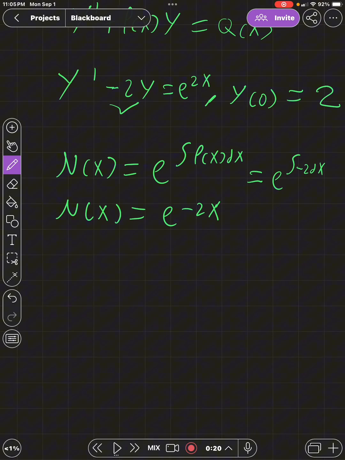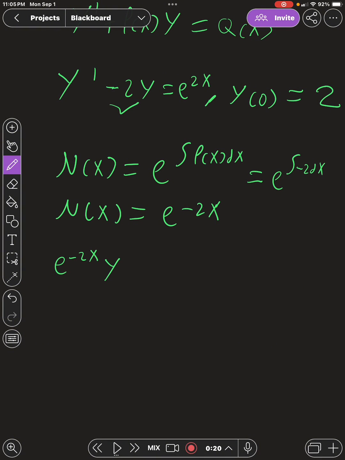So now that we have our integrating factor, our mu, we can go ahead and multiply everything through by this e to the -2x. So what are we going to get? We're going to get e to the -2x y prime, minus 2 e to the -2x times y is equal to 1, right? e to the -2x times e to the 2x. Yep, it's going to be equal to 1.